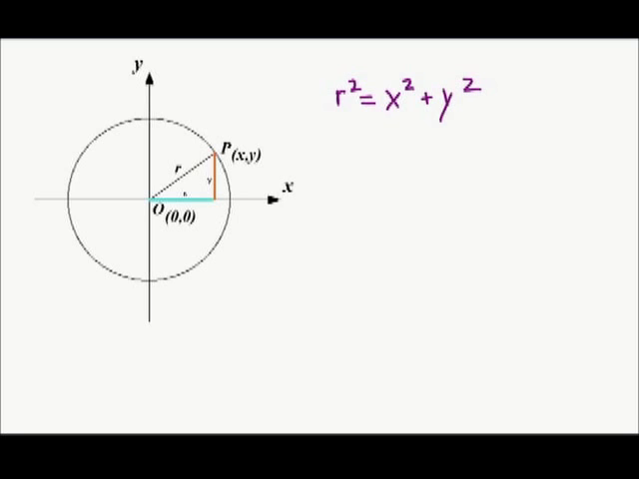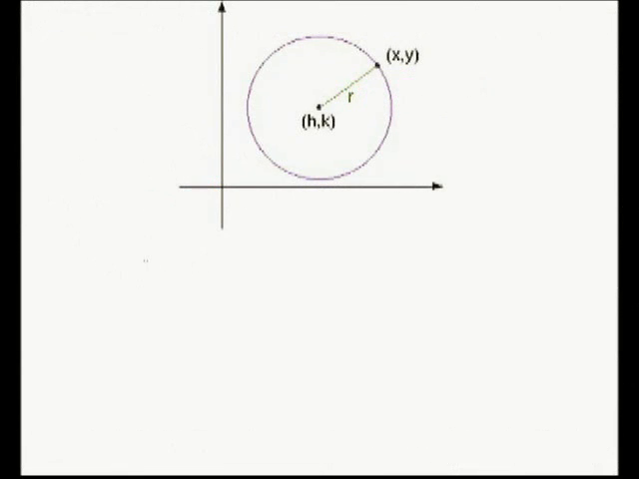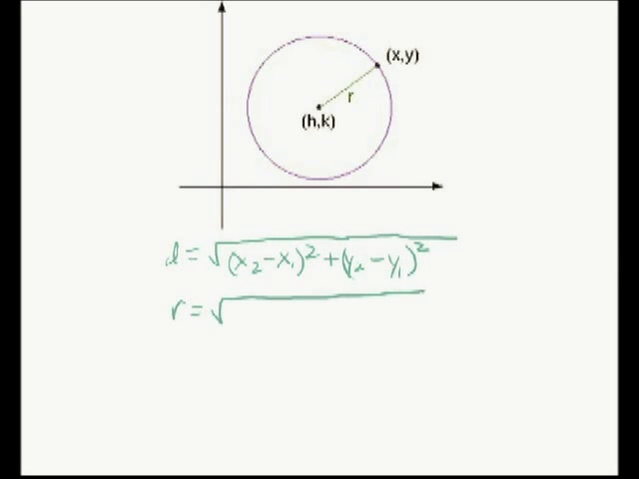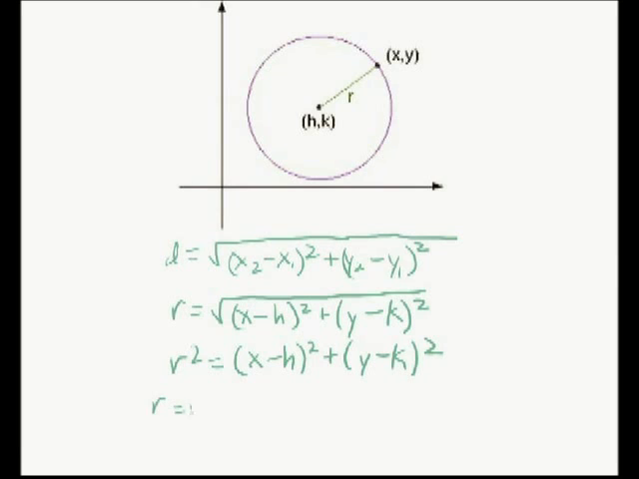But what about circles whose centers aren't at the origin? Suppose that a point (h, k) is the center of the circle, and (x, y) is any point on the circle, and r is the radius. You can use the distance formula to write an equation for the circle. Using the distance formula, we get what's called the standard form for the equation of a circle, or r squared equals (x minus h) squared plus (y minus k) squared, which we're going to refer to as the standard form for the equation of a circle whose radius is r and whose center is at the point (h, k).